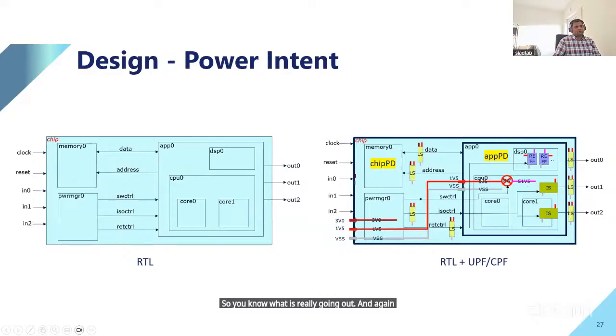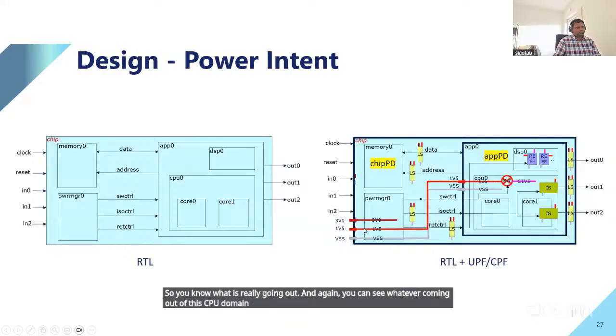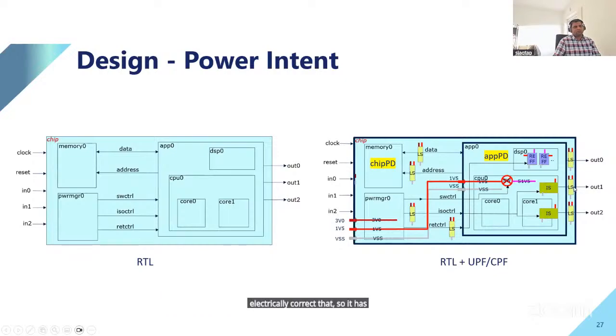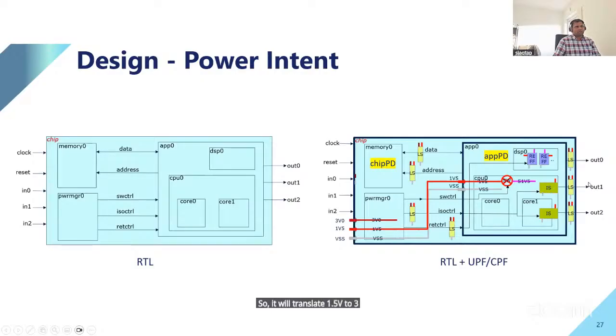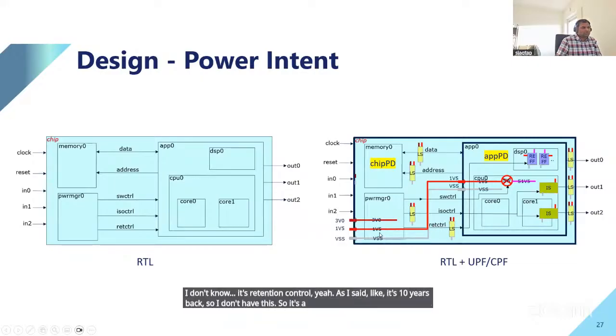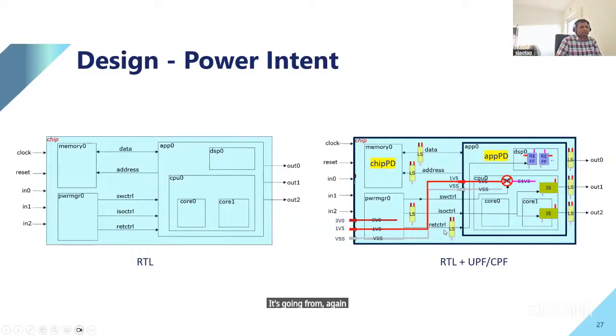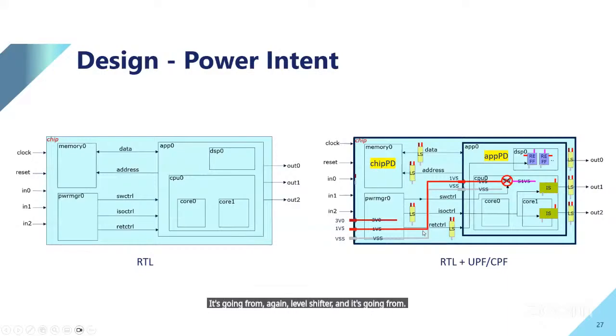Again, whatever comes out of this CPU domain, which is 1.5 volt, you have to electrically correct. So it has to go through the level shifter, which is a low to high level shifter. It will translate 1.5 volt to 3 volt. And this signal, for example, is retention control, which is coming from the 3 volt domain and going into the 1.5 volt domain. It goes through a level shifter again, going from high to low, so 3 volt is translated into 1.5 volt. As I said, it's 10 years back, so I don't have the exact details.